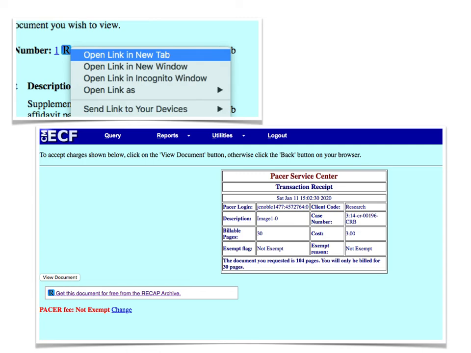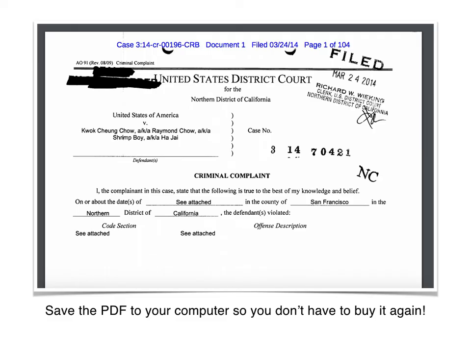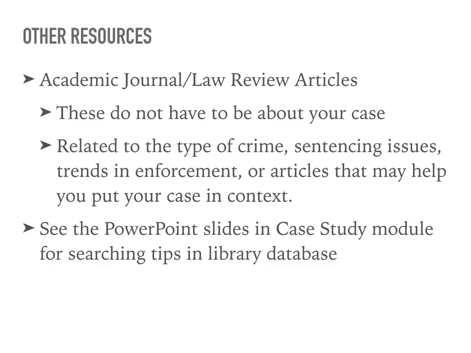It'll also tell you, if you are going to buy it through Pacer, how many pages it is and what the charge will be. So this one tells you the charge will be $3. And then it'll show you the PDF. Again, save a copy of that to your computer so you don't have to buy it again. Okay, so that's my best advice on how to find court documents.